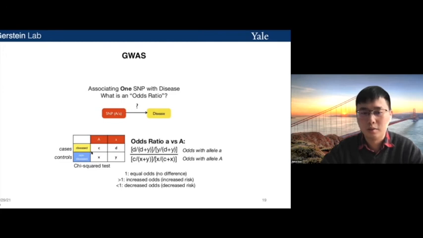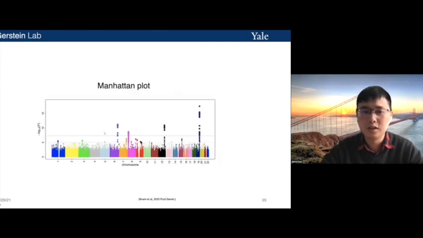With this table, a standard chi-square test could be done to get the p-value for this odds ratio. So basically, in GWAS, if you have a continuous trait, then you could do similar things like eQTLs and get the p-value. And if you have a binary trait, you could do this chi-square test for the odds ratio, and you could still get some p-value.